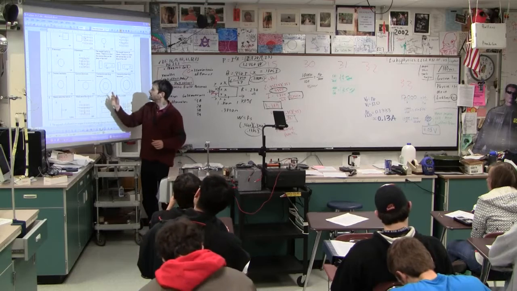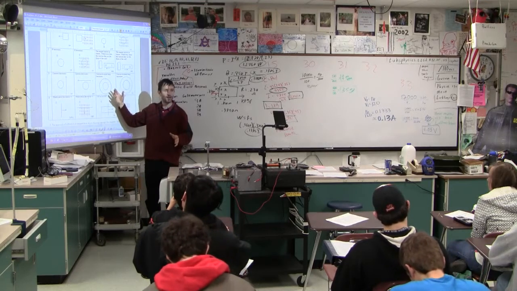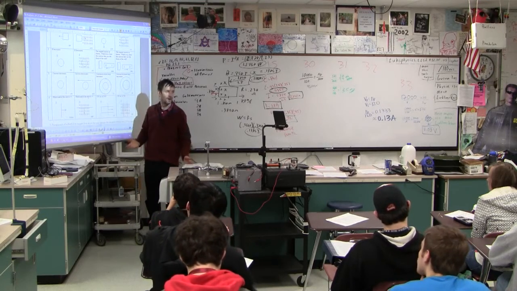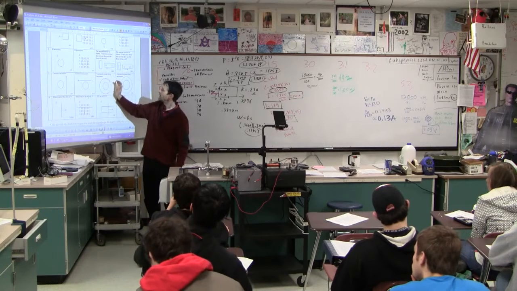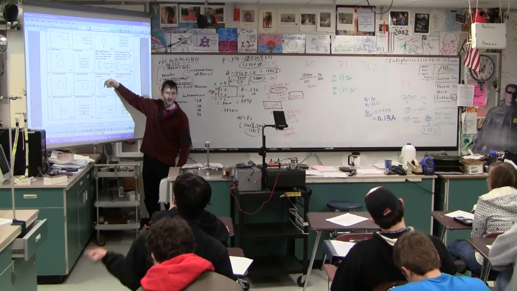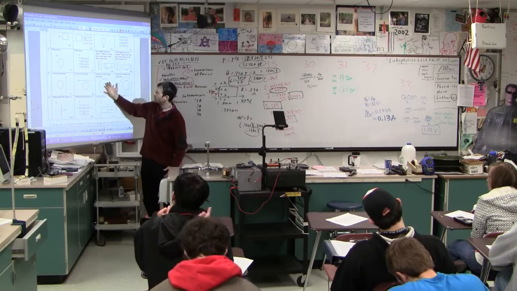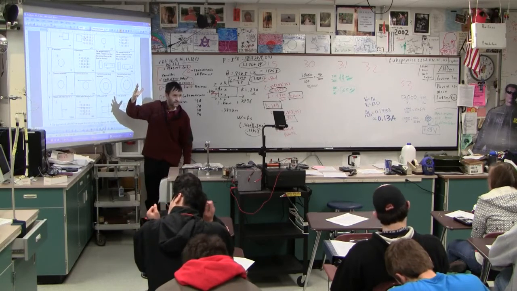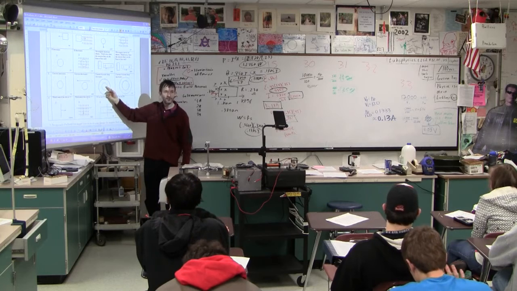Okay? And then these guys, it doesn't really matter whether it's inside the loop or outside the loop. That just doesn't matter. So for this guy, the outer loop, the current is increasing. So this outer loop is making more flux out of the page, correct? Okay?